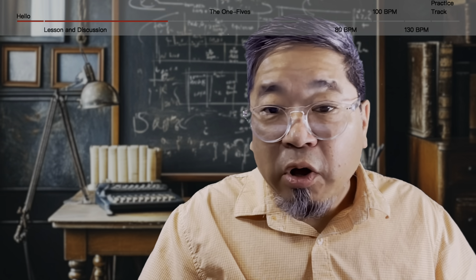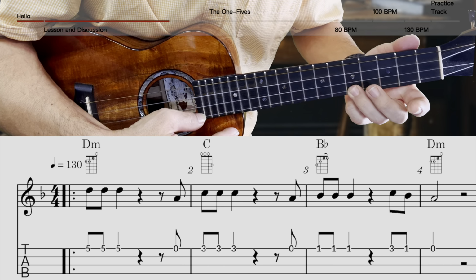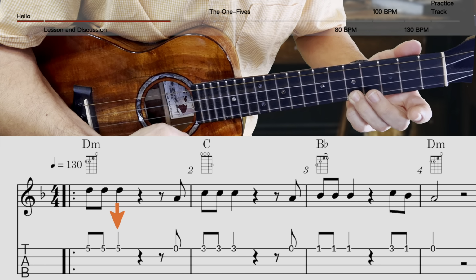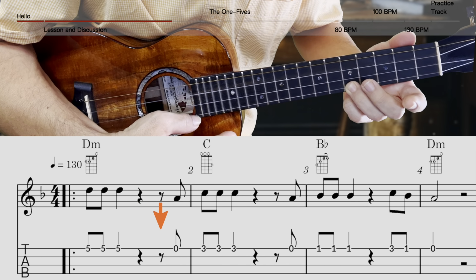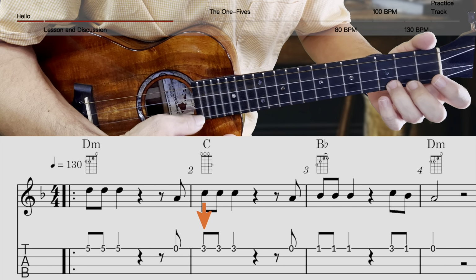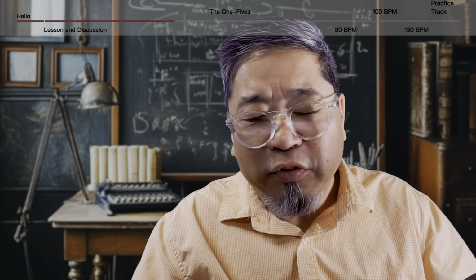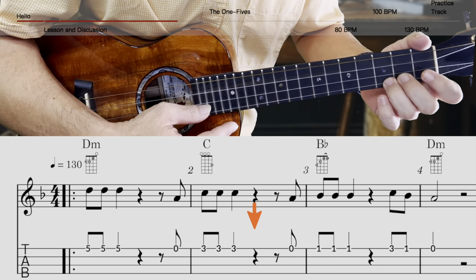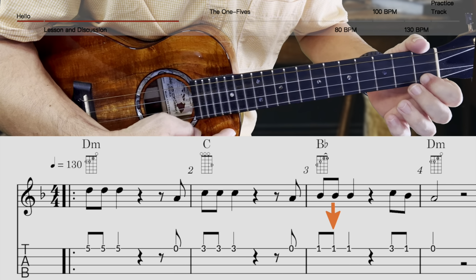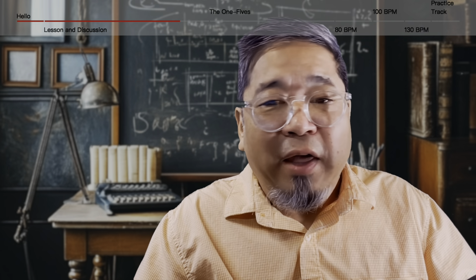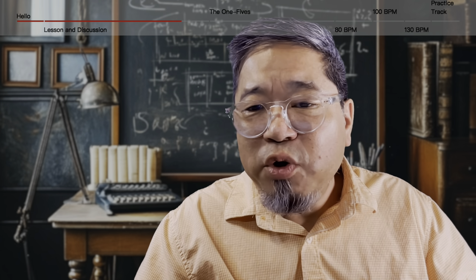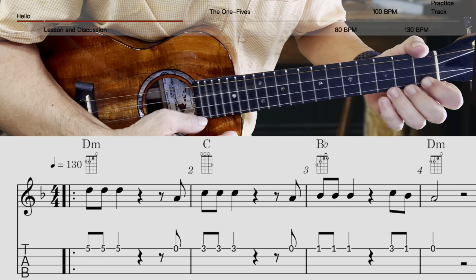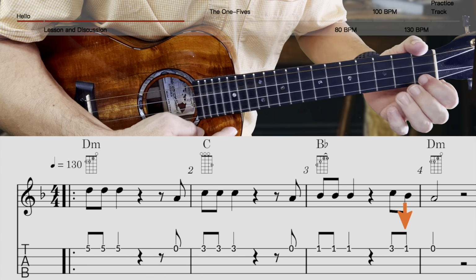See if you can follow along. So we start with 5, 5, 5, rest, rest, 0, 3, 3, 3. I realize we're not in perfect time right now. We'll have that opportunity later in the video. Rest, rest, 0, 1, 1, 1. Now, if you look at this rest, there's only one of them. So we're just going to rest once. Rest, then 3, 1, 0.